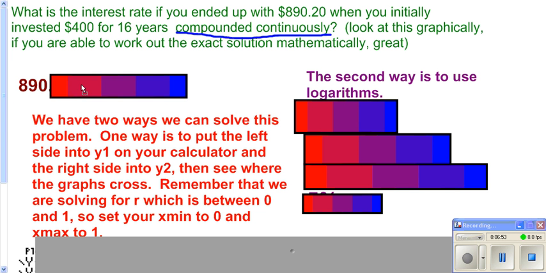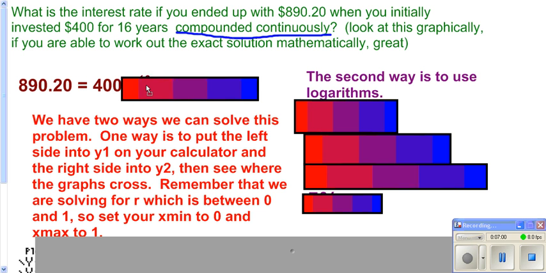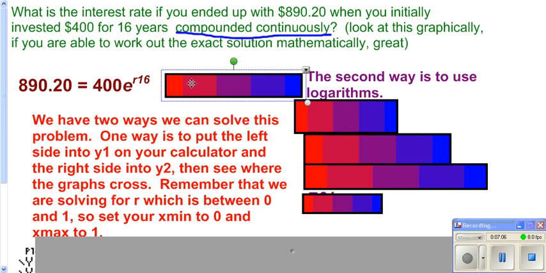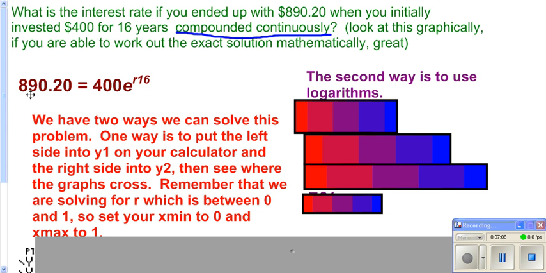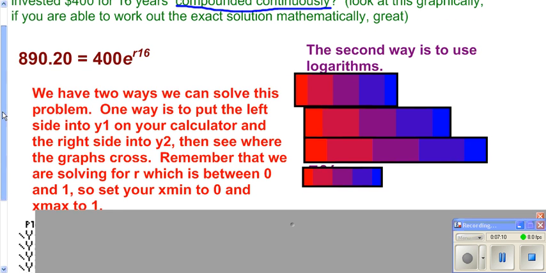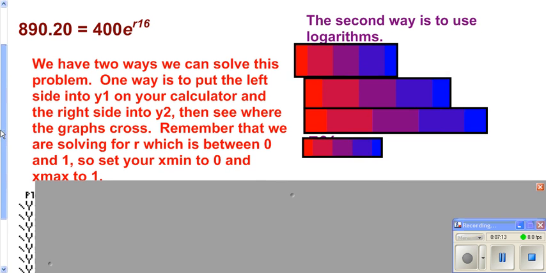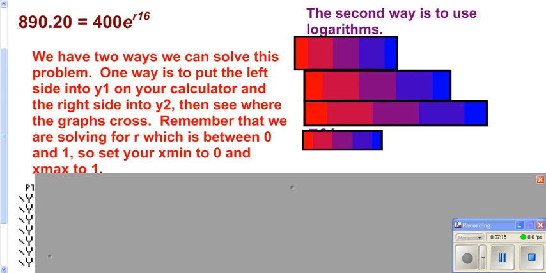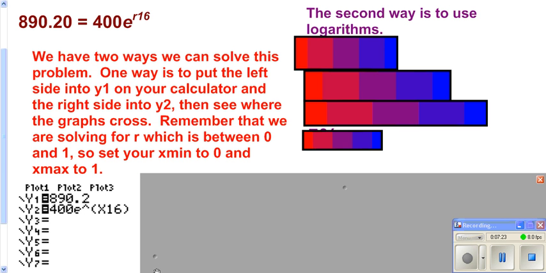We know our initial amount, or our final amount, I mean. So we'll plug that in for A. We know our initial amount of 400. Our E, we don't know R, but T is 16. One of the ways to do this problem is to go ahead and put it in your y equals on your graphing calculator. You put the left side into y1, put the right side into y2.